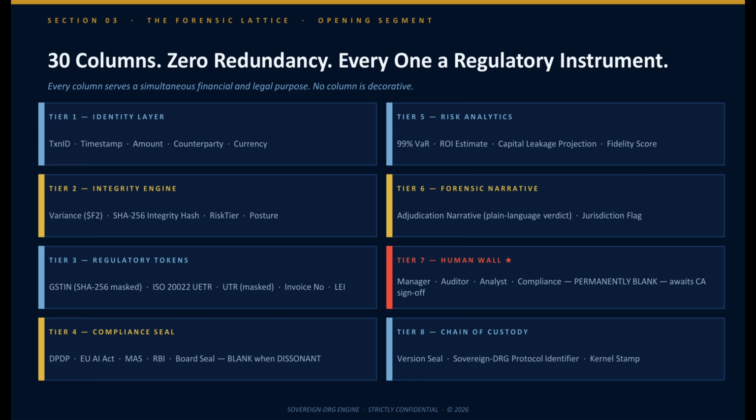Tier 4, compliance seal: DPDP, EU AI Act, MAS, RBI, board seal, blank when dissonant. Tier 5, risk analytics: 99% VAR, ROI, capital leakage, fidelity score. Tier 6, forensic narrative: plain language verdict, jurisdiction flag. Tier 7, the human wall: manager, auditor, analyst, compliance, permanently blank, awaiting CA sign-off. Tier 8, chain of custody: version seal, protocol identifier, kernel stamp.